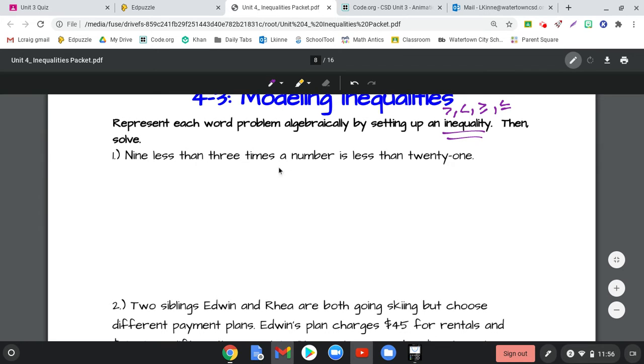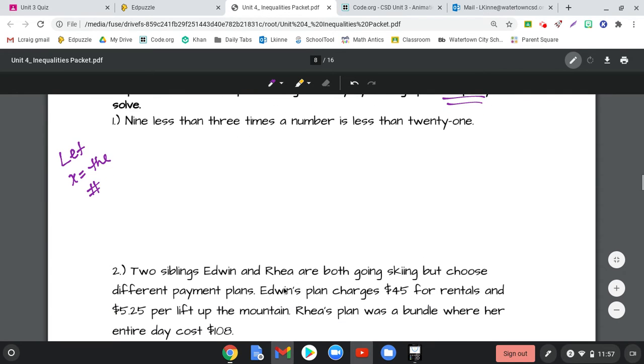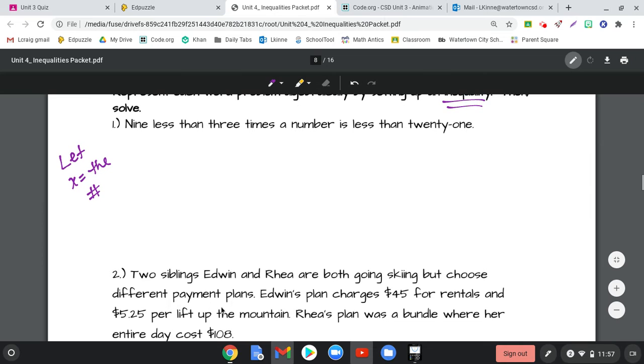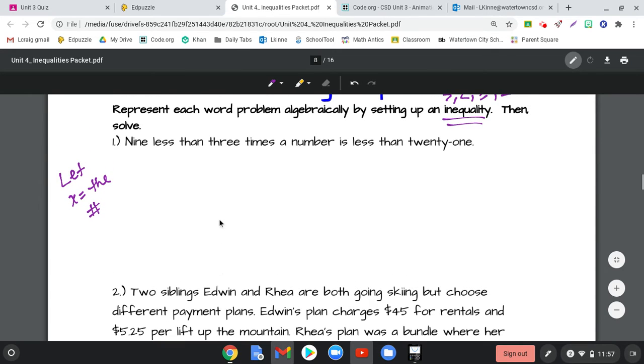So it says 9 less than 3 times a number is less than 21. First of all, it doesn't tell me what variable to use, so I'm going to pick one. I'm going to say let x equal the number. It's kind of obvious what it's going to stand for in this one, but when you get into a real life problem, you're going to want to state what your variable stands for.